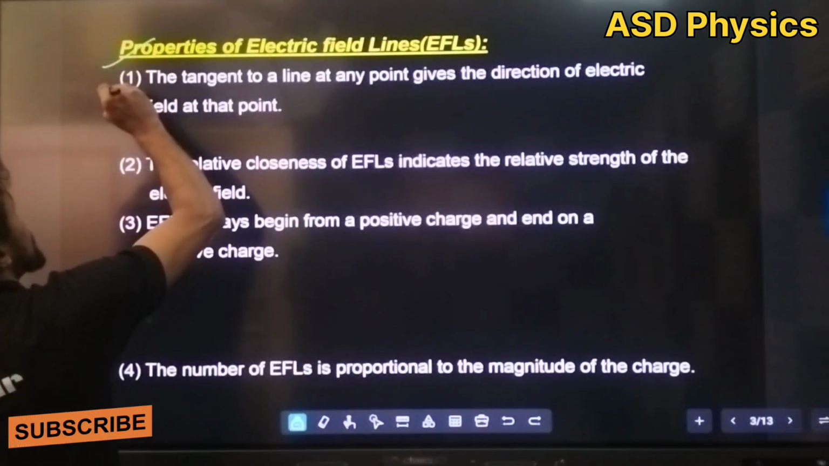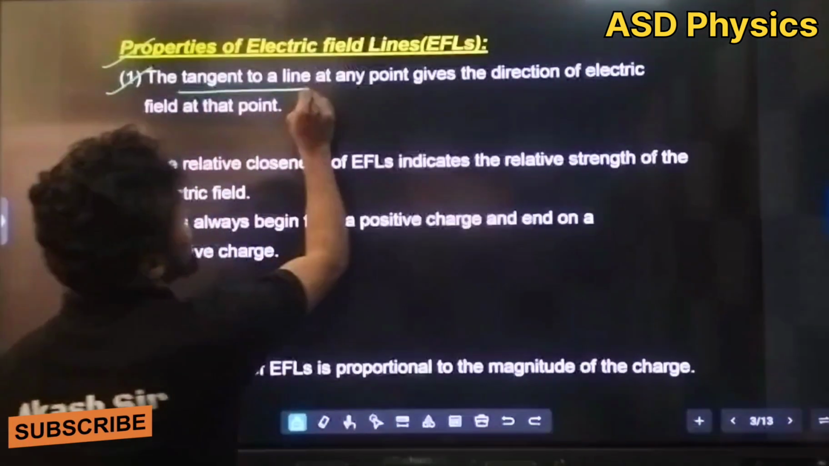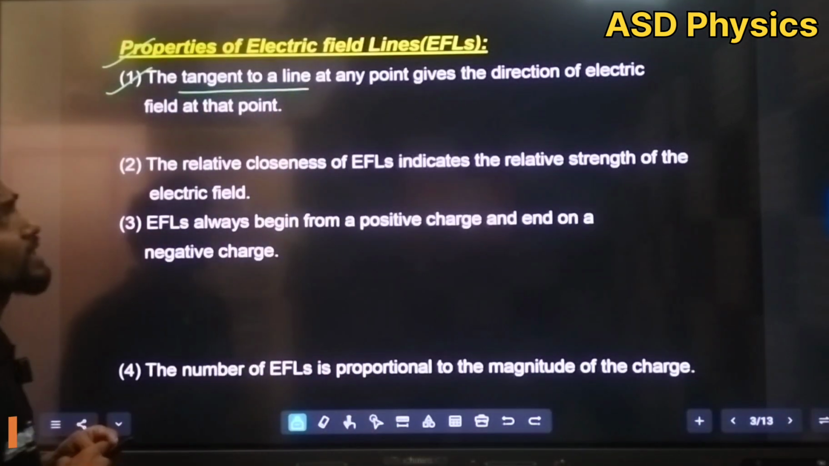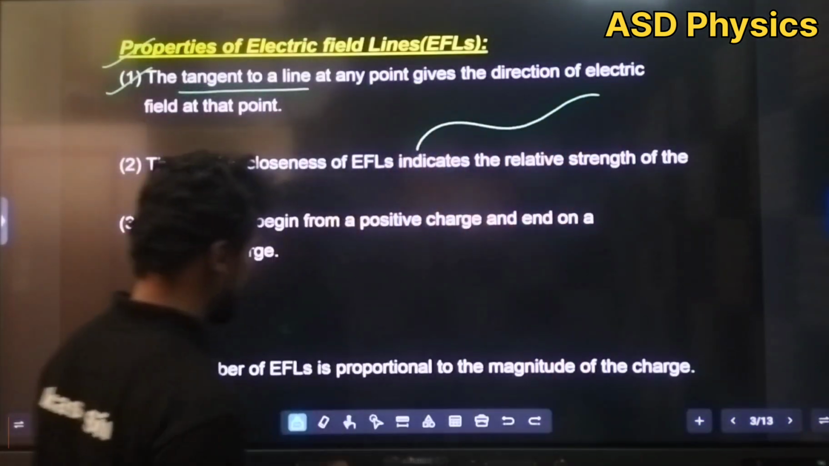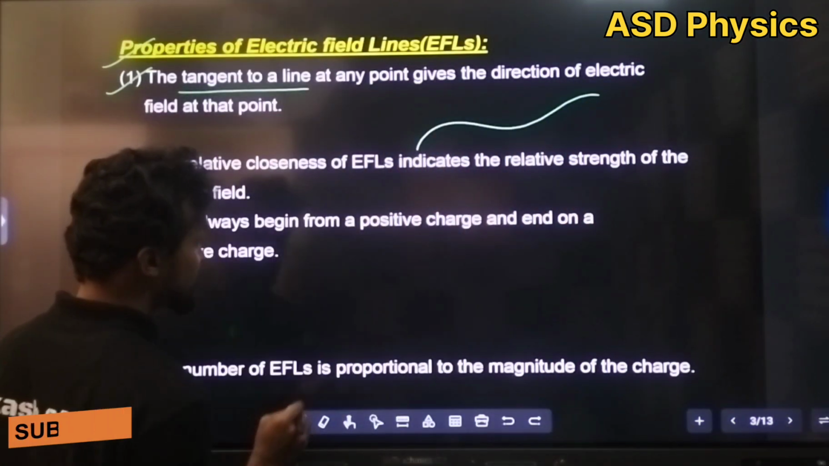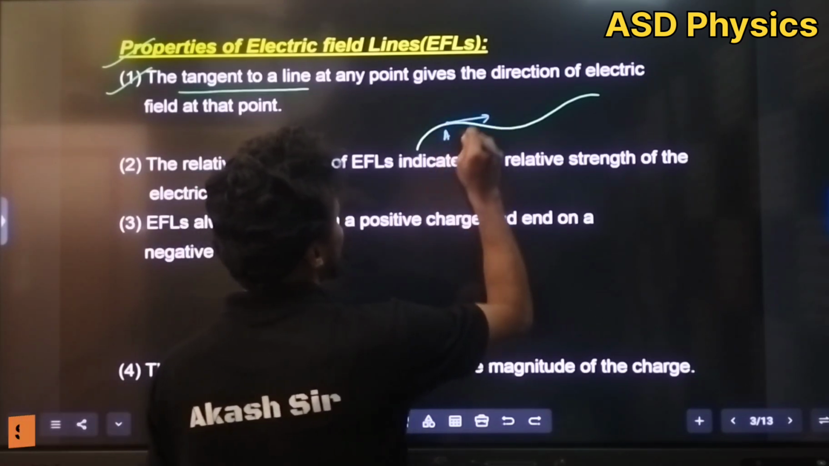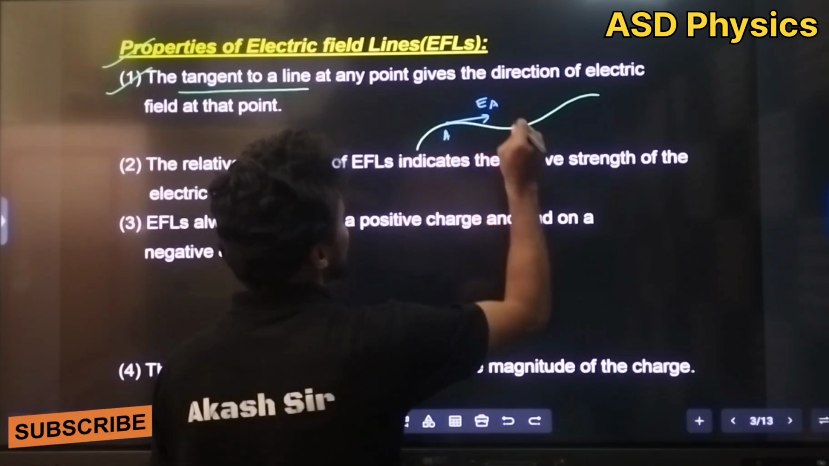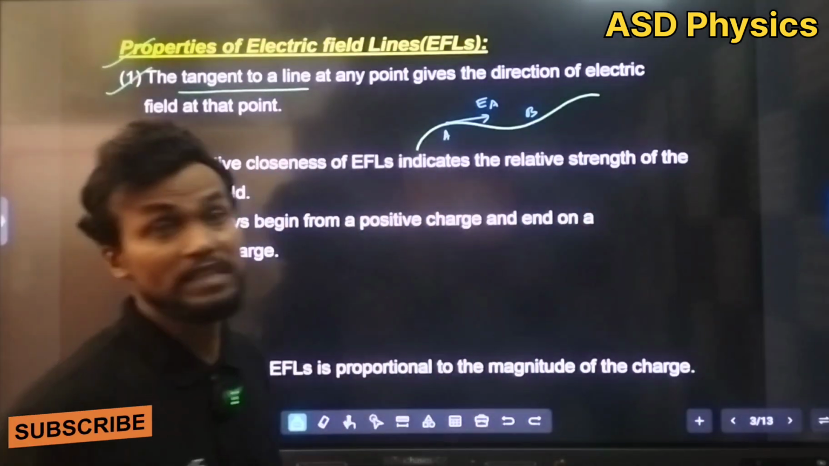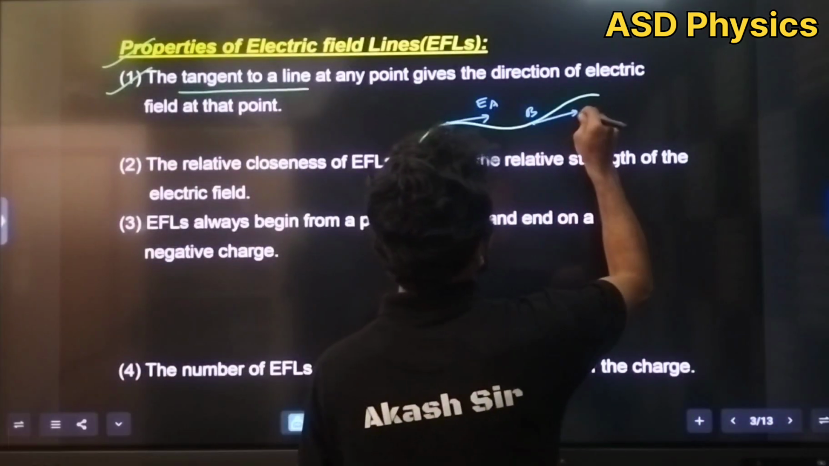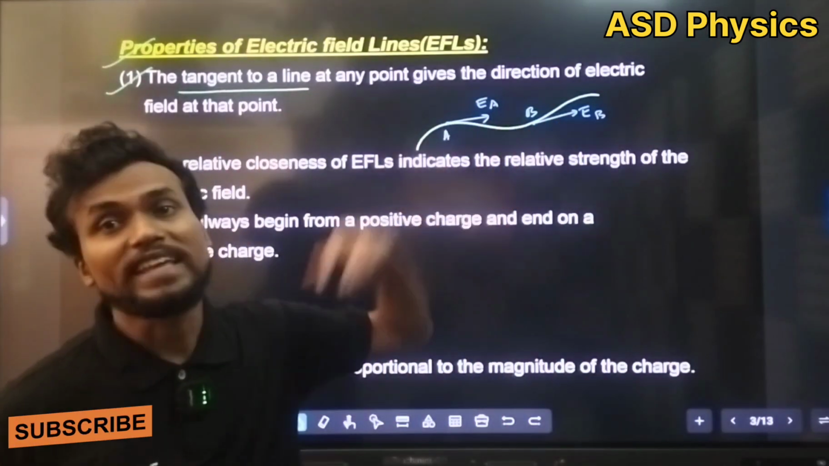First property: the tangent to a line at any point gives the direction of the electric field at that point. Let's take for example electric field lines like this. I want to know the instantaneous direction of the electric field at point A. That means I have to draw the tangent here. Similarly, if I want to know the electric field direction at point B, we also have to draw the tangent here.